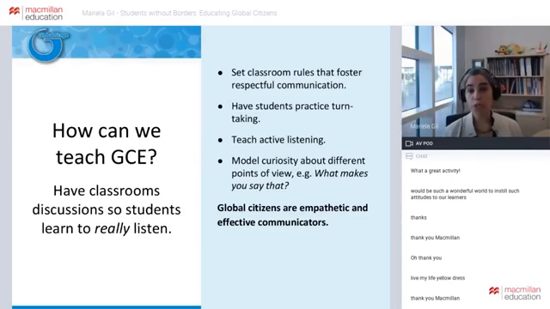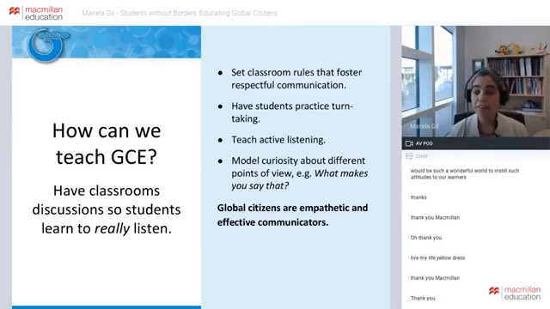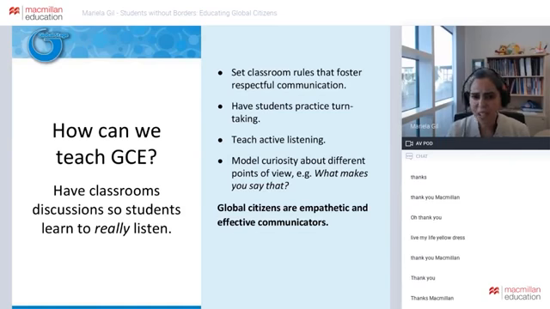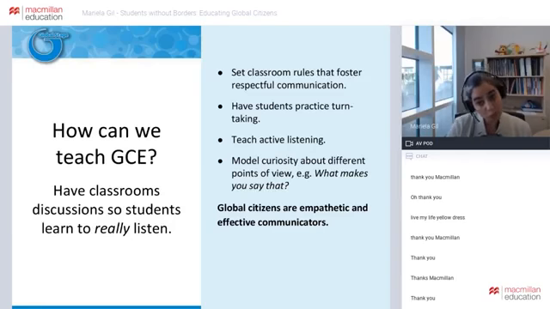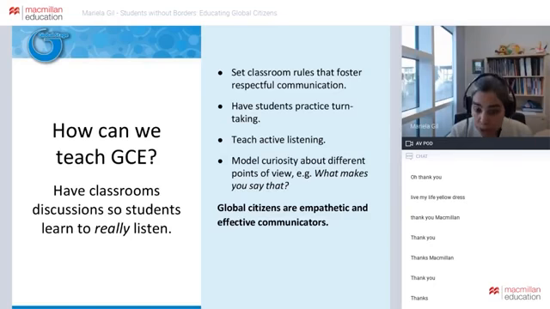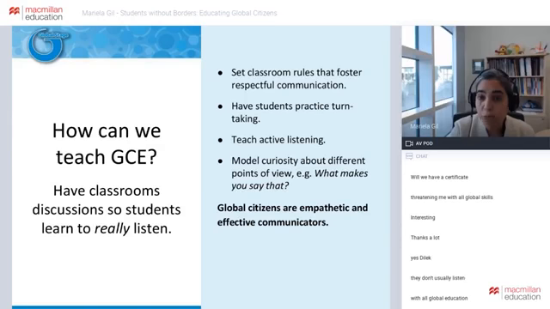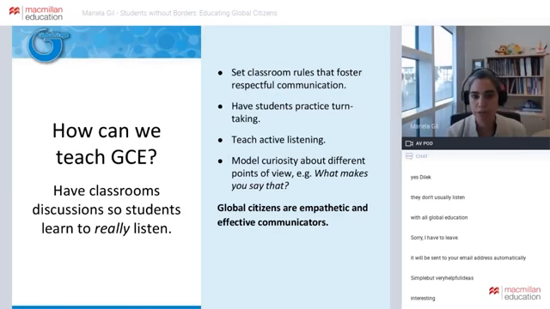Other things that you can do to support this: set classroom rules that foster respectful communication. This is appropriate for any age because there are people, even adults, who sometimes like to talk all the time and don't notice that they're not listening as well. Have students practice turn taking. Make it explicit. You're going to speak for 30 seconds or for 1 minute. Then we switch. Practice this so that people get into the habit, and tell them why you're doing it. We're practicing how to be respectful, active listeners. We're practicing how to listen to learn about others. That's active listening.